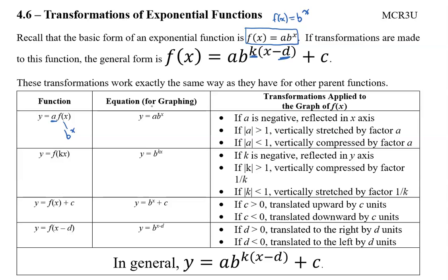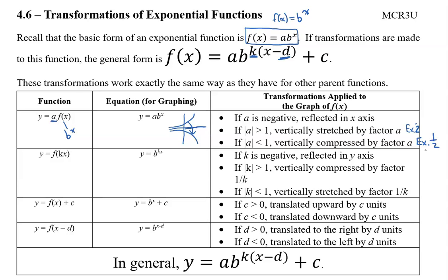And so the a, if it's negative, is going to flip it over the x-axis. So if we had a function that looks something like this, then to flip it over the x-axis would look something like this. It's going to move all the values down. And then also, if a is bigger than 1, it's going to vertically stretch it. So if you have 2, it's going to vertically stretch. And if a is a half, it's going to vertically compress it, right? Just as it always has.